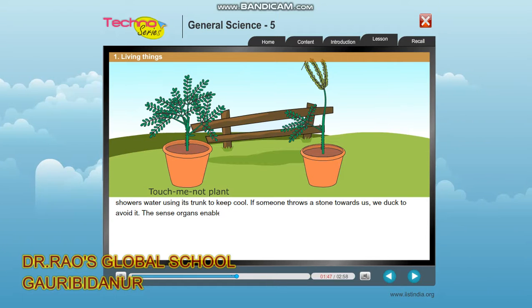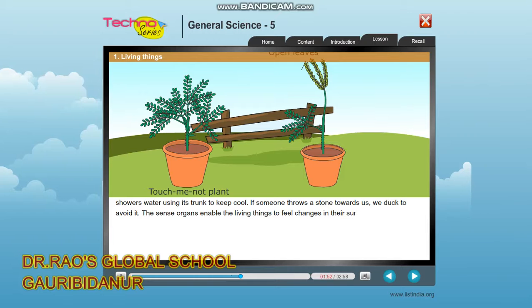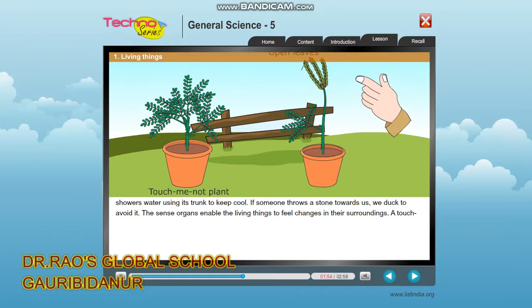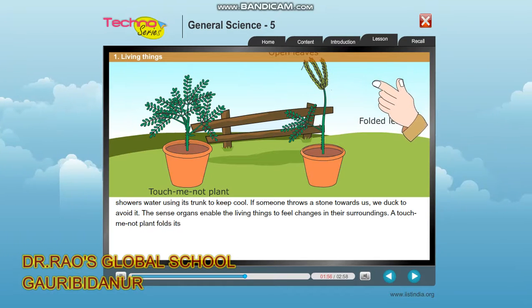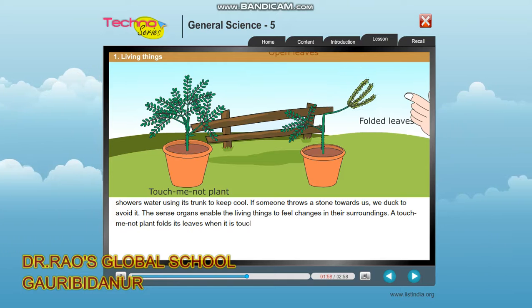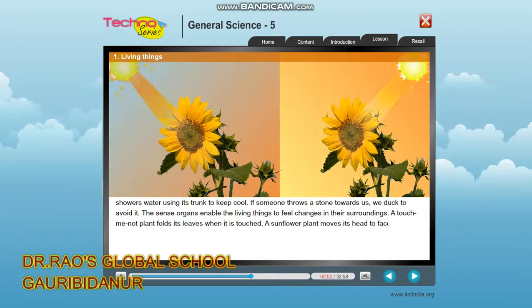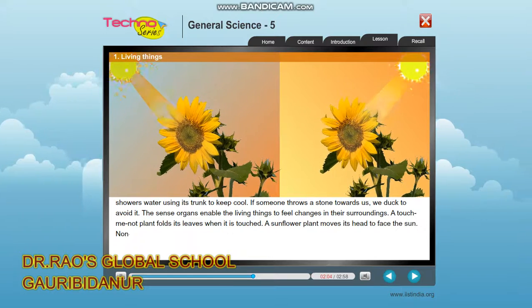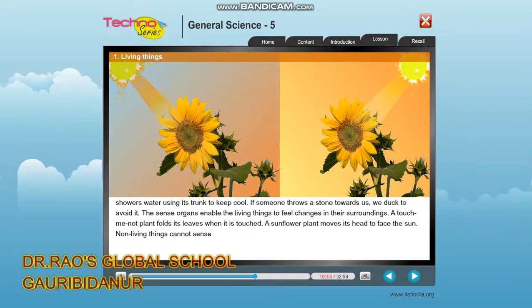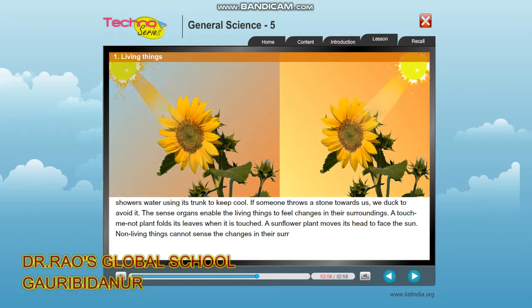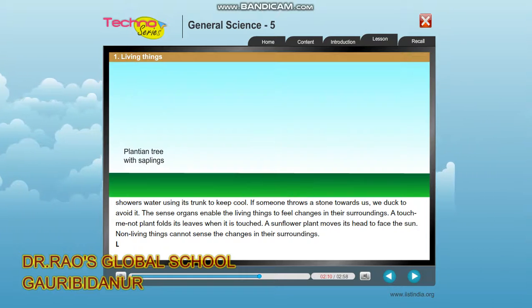The sense organs enable living things to feel changes in their surroundings. A touch-me-not plant folds its leaves when it is touched. A sunflower plant moves its head to face the sun. Non-living things cannot sense the changes in their surroundings.